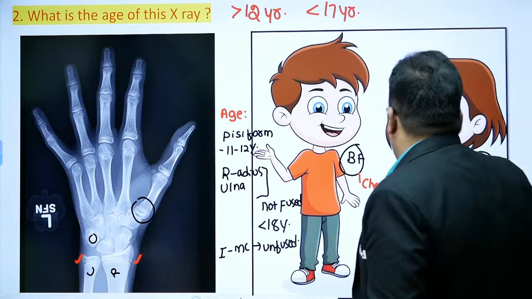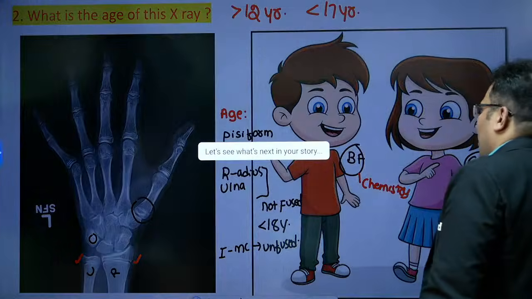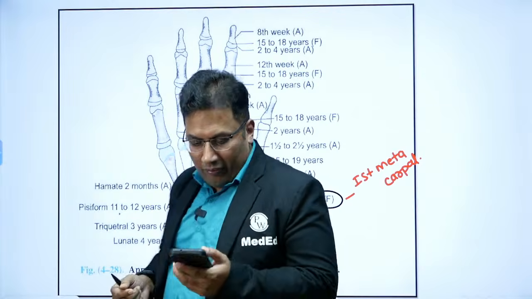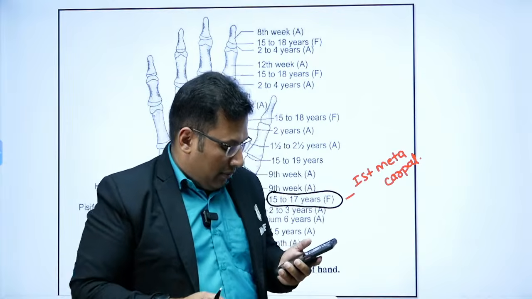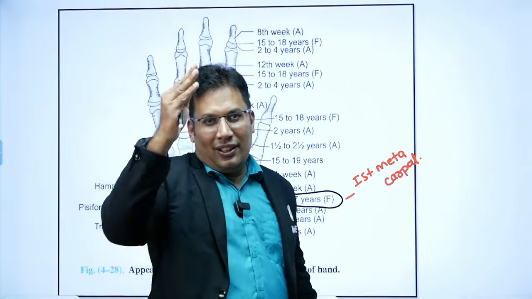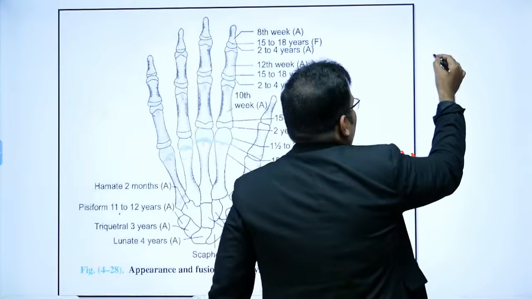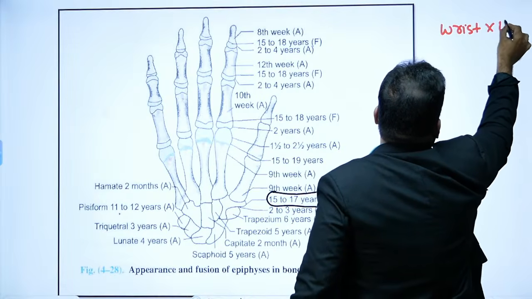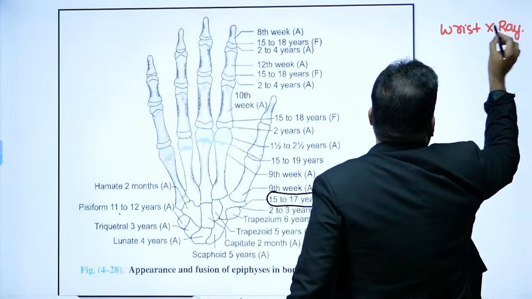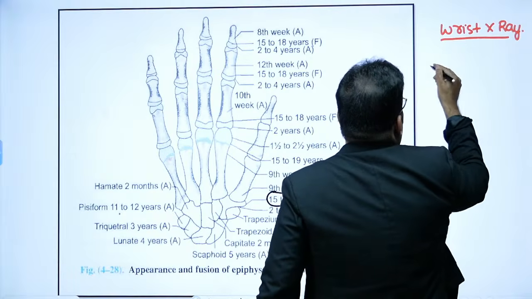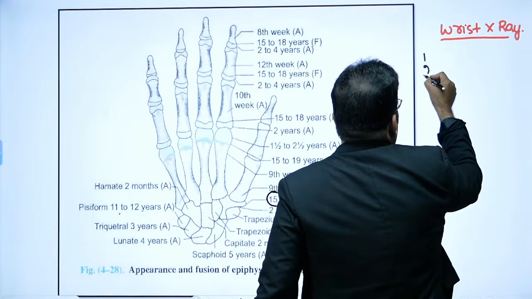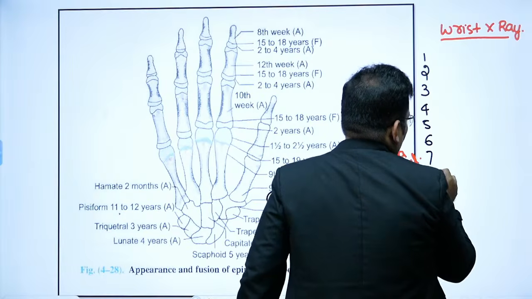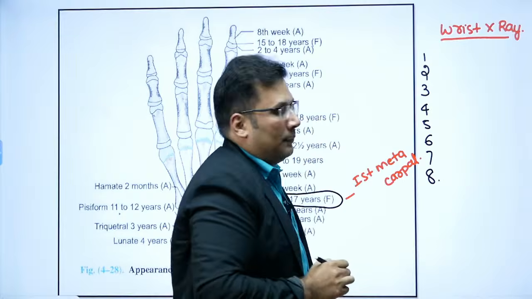Okay, now let's have a discussion about carpal bones. So carpal bones, don't worry, I'll help you. Okay, good. So next heading, wrist X-ray: how to interpret. So there are 8 carpal bones.